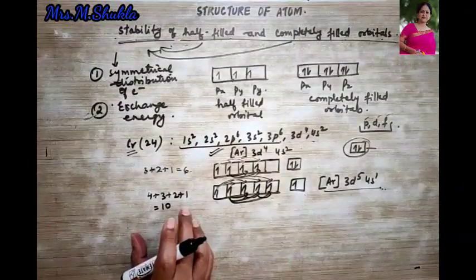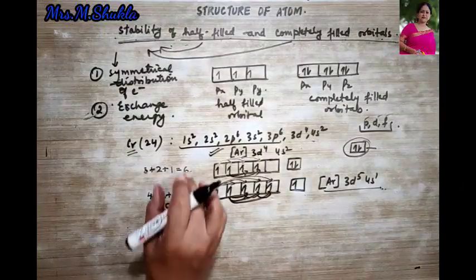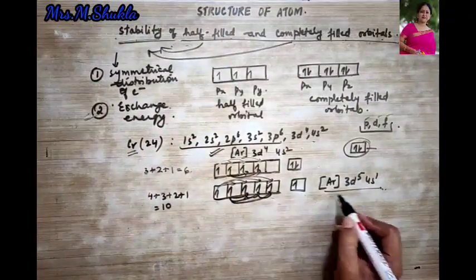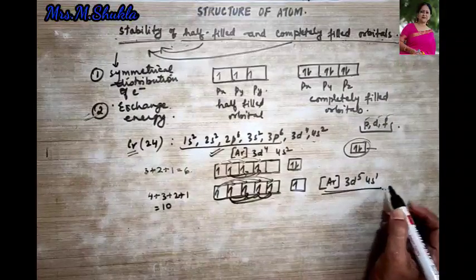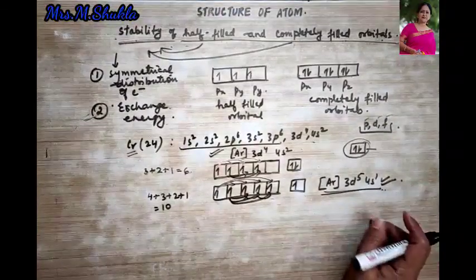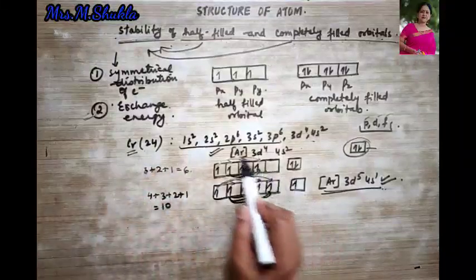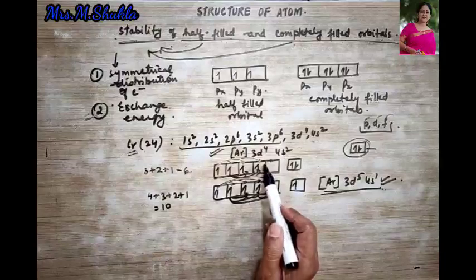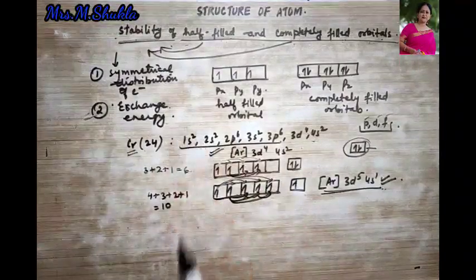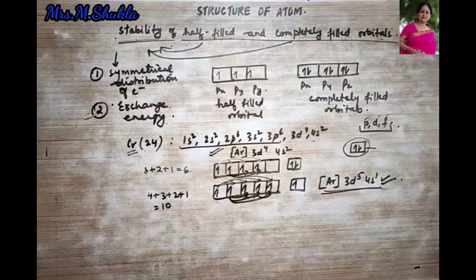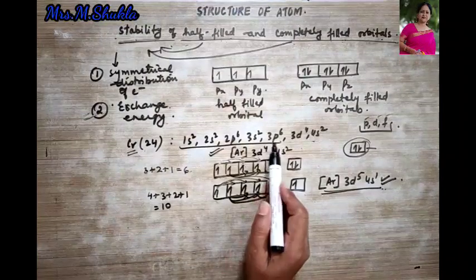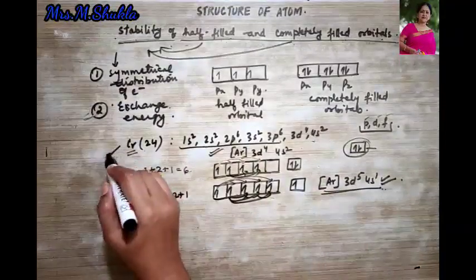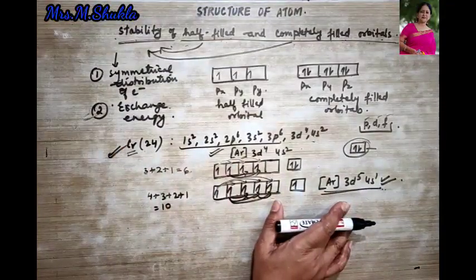Over here, what did you see? The total exchange of energy is 10. And here it is only 6. So where is there more exchange of energy? In this particular configuration. Hence we say this is the correct configuration of chromium. So do not blindly write down the configuration, only check by this method whether it follows the stability of half filled and completely filled orbital theory or not. If not, then your configuration is wrong, and if yes, then it is correct. So I hope the chromium example is understood by you.